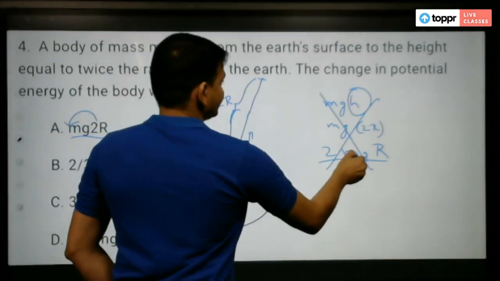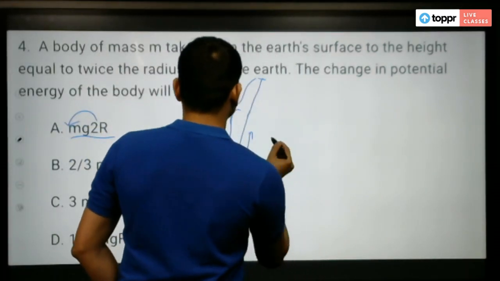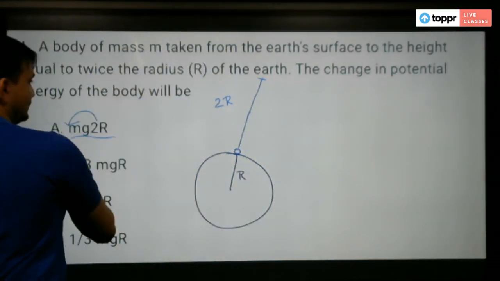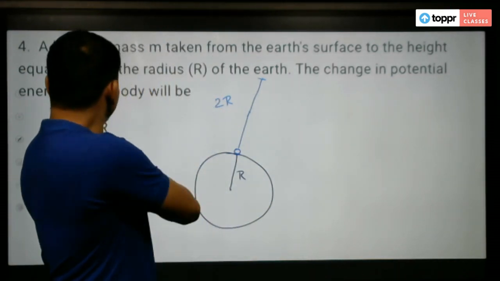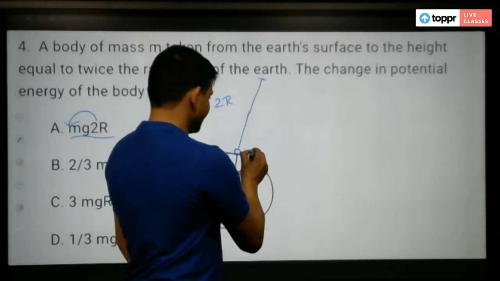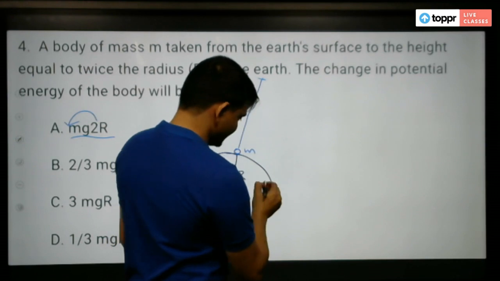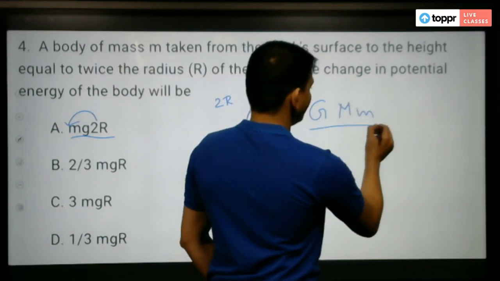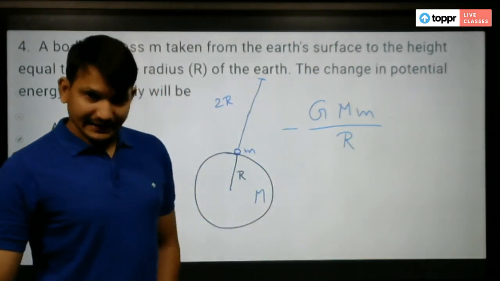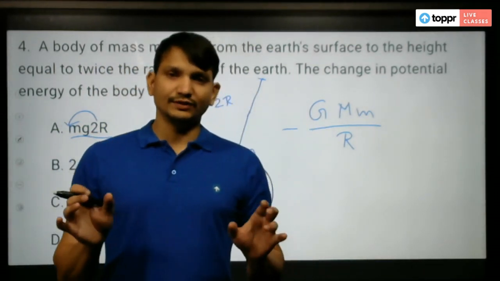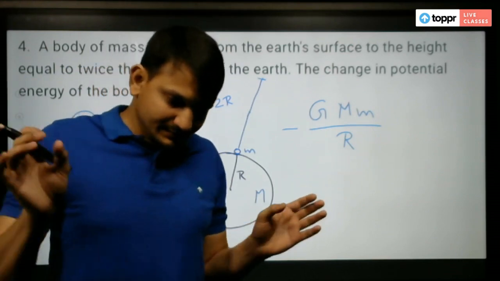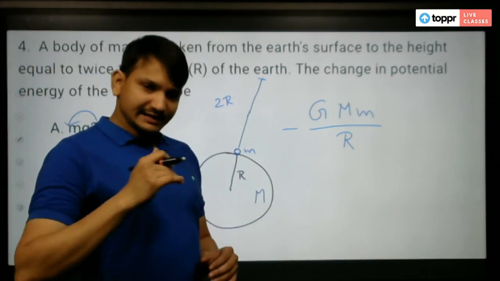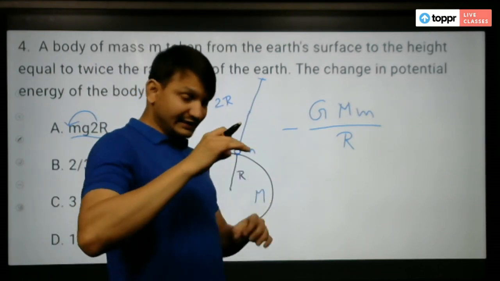So let's first see what is the potential energy of this object, this mass. Let's consider the mass as m, and the mass of Earth as capital M. The potential energy is minus G M m by r. Negative because we consider a two mass system to have zero potential energy when they are far apart, and whenever they come close to each other, their potential energy decreases. So this is negative. Whenever they go apart from each other, the potential energy increases.